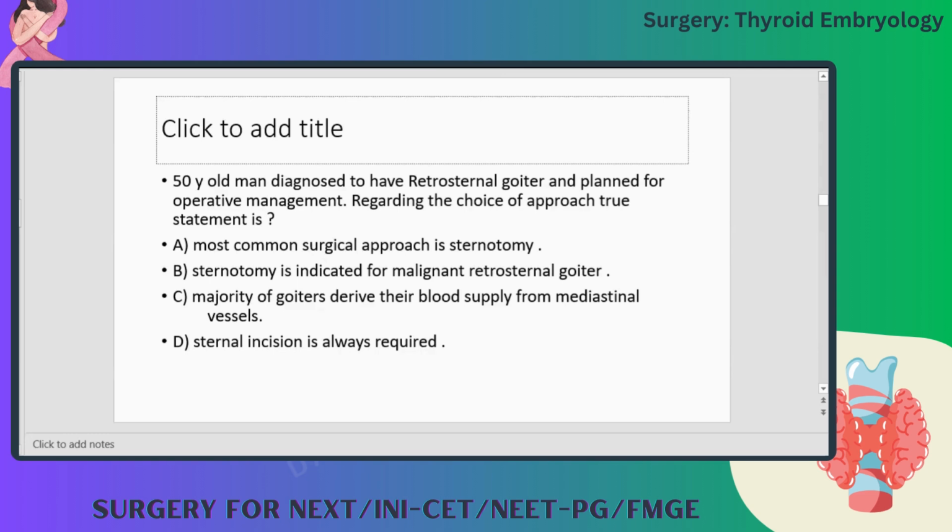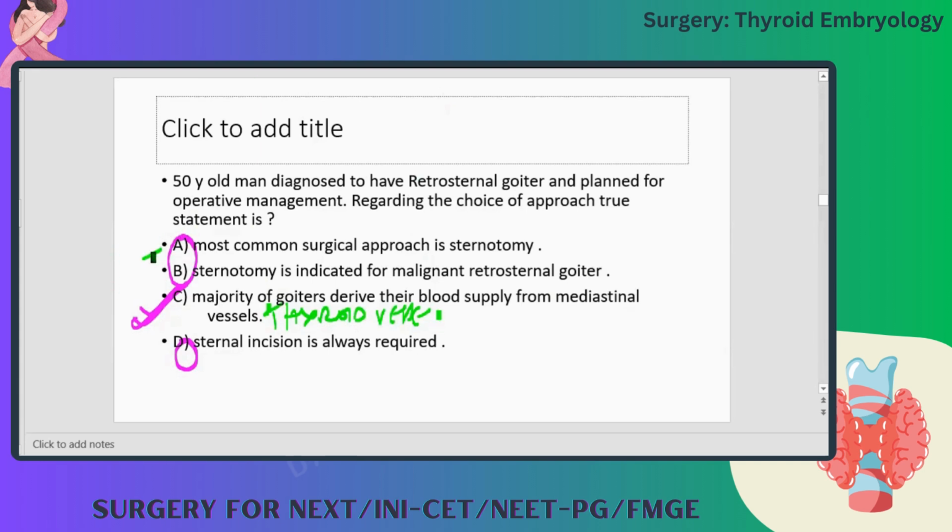Okay, I understand that. I did not discuss these three points, A, B, and D. First, you tell me whether C is correct or not. Incorrect. Majority of goiters derive their blood supply from the thyroid vessels, because 90% of them are secondary. Very good. Others also, is it okay? Yes, sir. Majority of them are from the neck only.